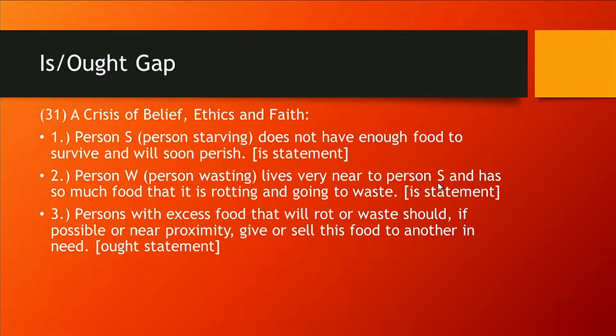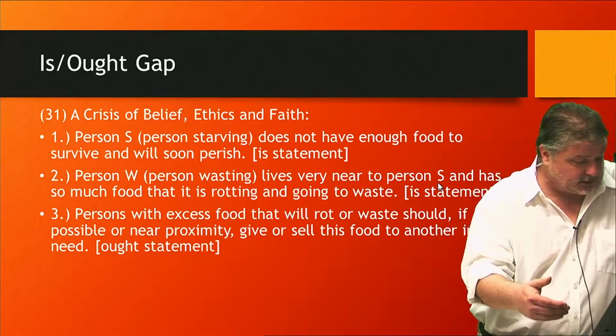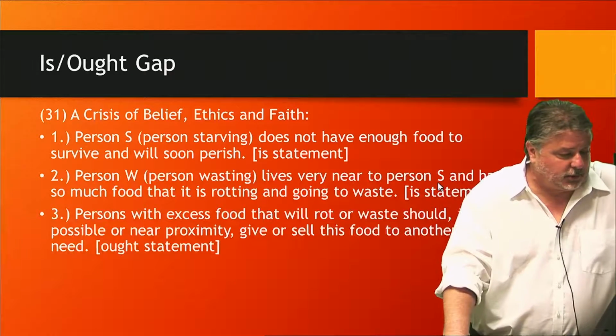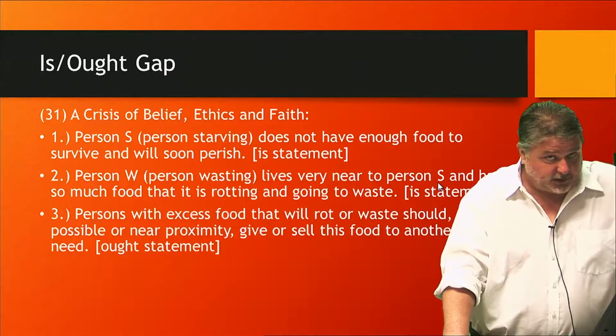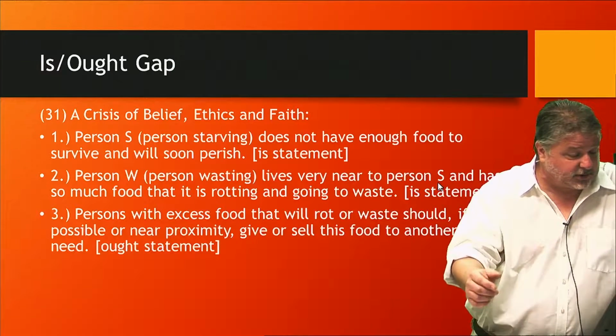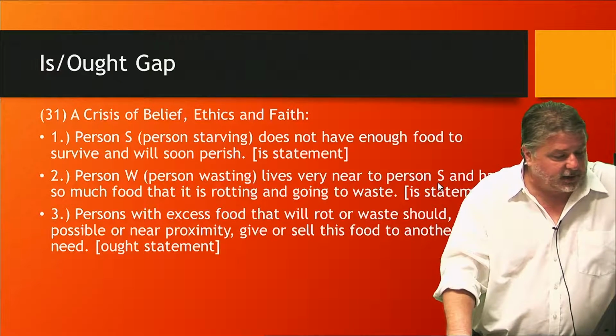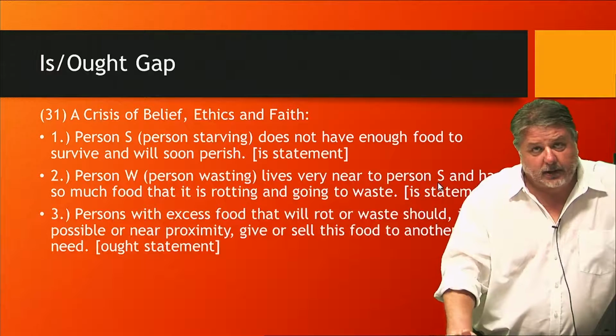Now here is the rub, as Hume will point out: how to get to this "should" or "ought" statement. Persons with excess food that will rot or waste should, if possible or in near proximity, and person W does live near person S, give or sell this food to another in need. And this is an ought statement.